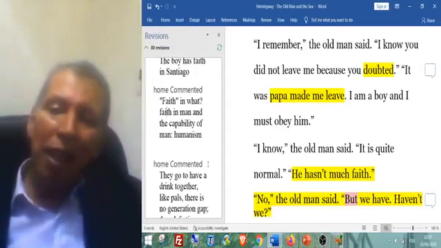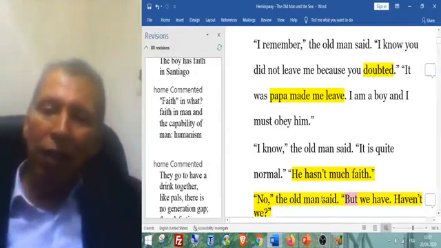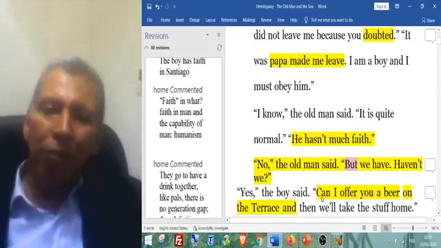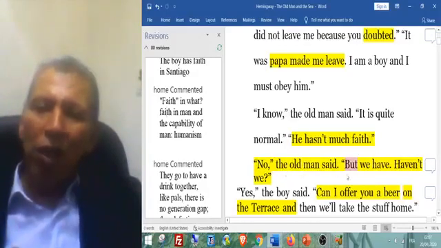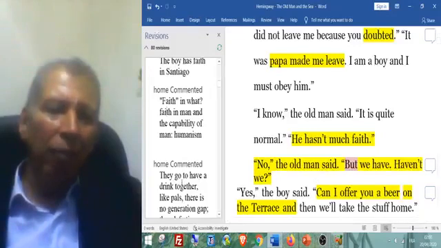No, the old man said, but we have, haven't we? He hasn't much faith. So the employer, the current employer of Manolo, doesn't have much faith. He's criticized by the young boy. But Santiago says, no, we have faith, haven't we? Yes, the boy said, etc.